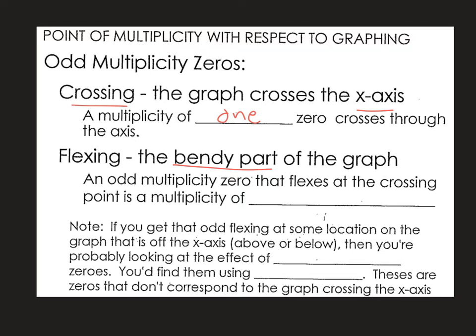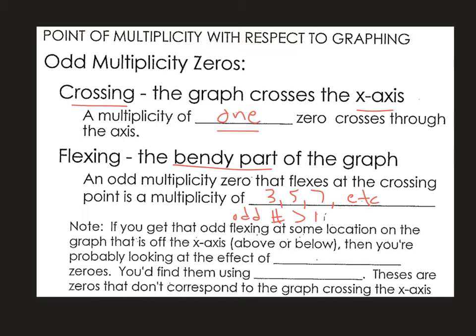And that multiplicity is going to be greater than 1. So it's going to be like 3, 5, 7, etc. But it's going to be an odd number greater than 1, because we know that 1 is reserved for crossing.